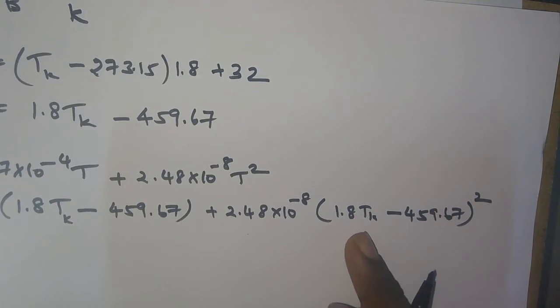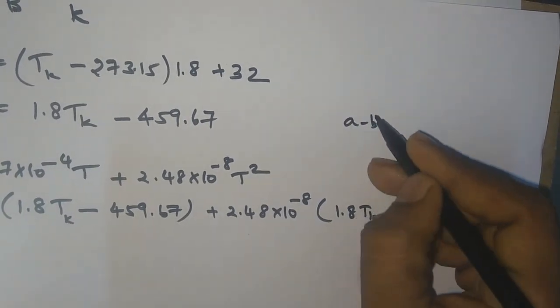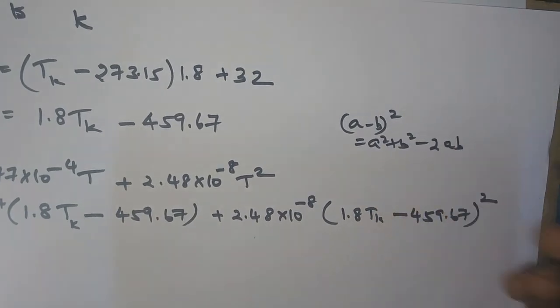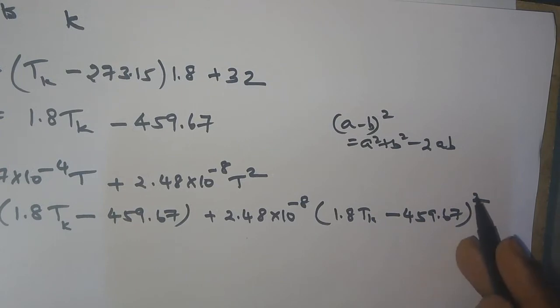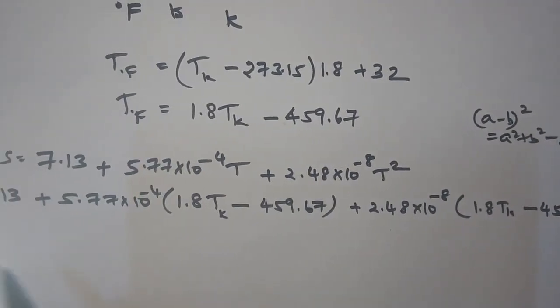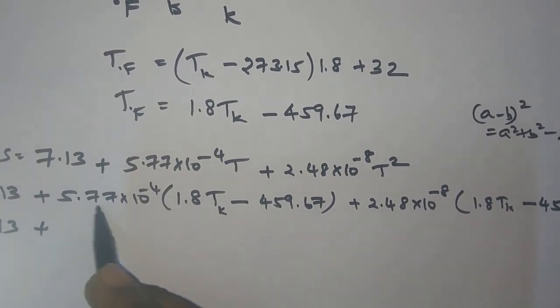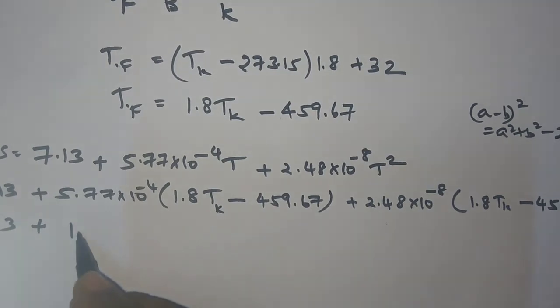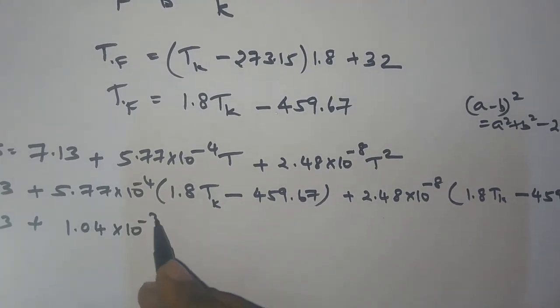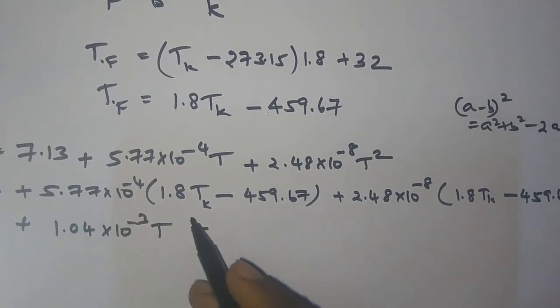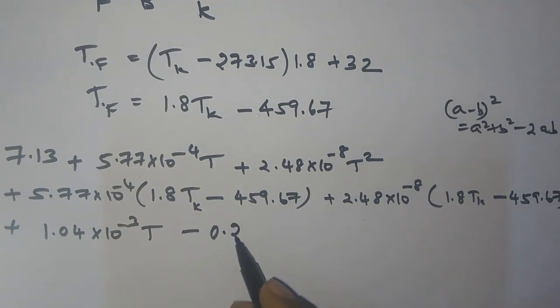Now here the expression is (A minus B) whole square. So (A minus B) whole square is equal to A square plus B square minus 2AB, which we have to make use of. That is, this expression needs to be expanded and multiplied by this term, and this needs to be multiplied with the terms in the bracket. So to write it, 7.13 plus 5.77 into 1.8 is 1.04 into 10 power minus 3 T minus 459 into this, which is equal to minus 0.265.